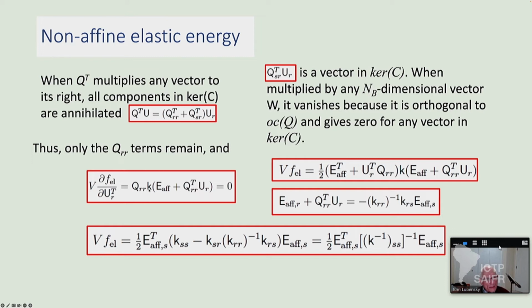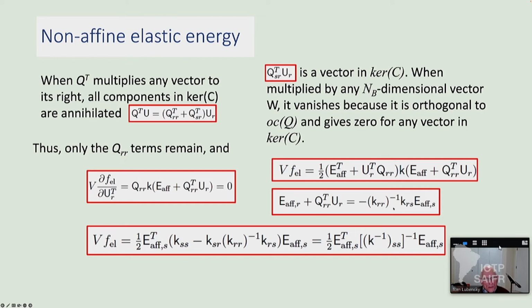So the KS part doesn't operate on this because this is already in the R direction, but it can operate on the affine. And the net result is I can now replace the E affine, rather this part, as E affine plus the QTR, all in the R direction. And then I have what comes from this in the S direction. It's the KRR inverse times KRS. And now I have an expression for the S part of E affine in terms of the R part.